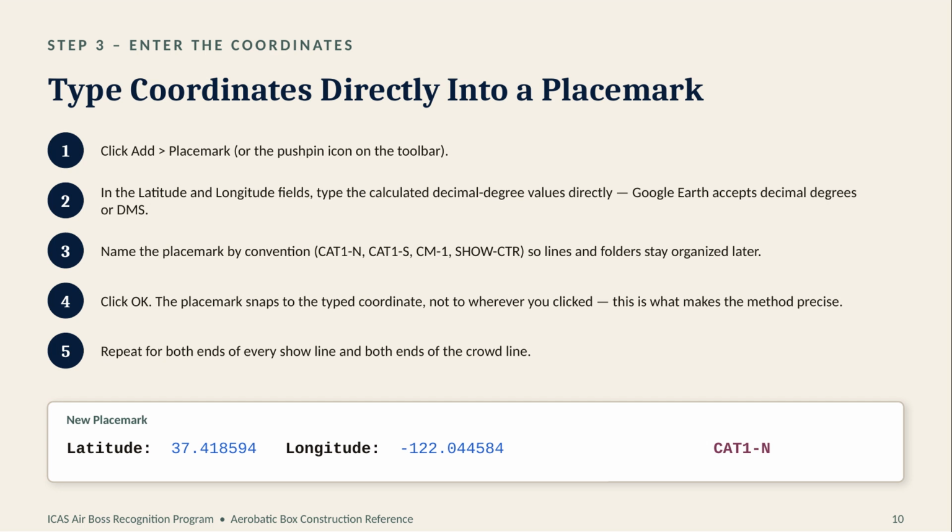This is the detail that makes the whole method work. The placemark snaps to the coordinate you typed, not to wherever your cursor happened to be on screen. There's no eyeballing involved. Fifth, repeat this for both ends of every show line and both ends of the crowd line. Once every point exists as a named placemark, you're ready to connect them, which is the next step.